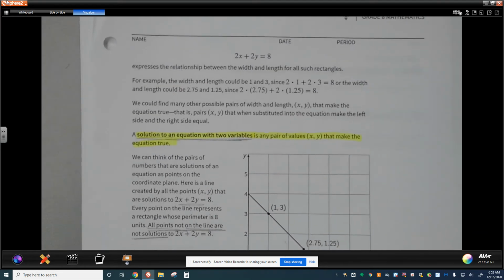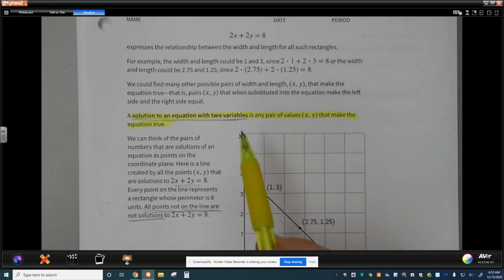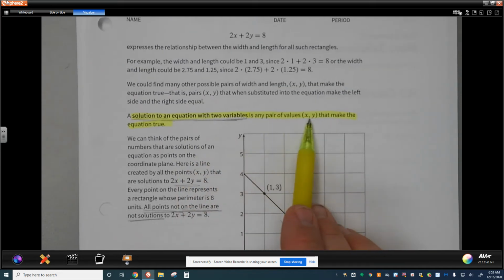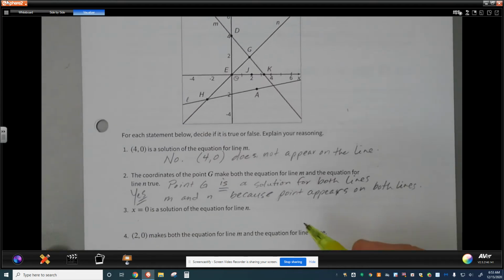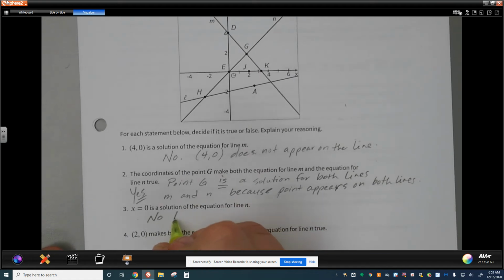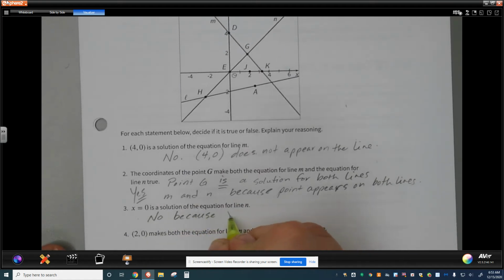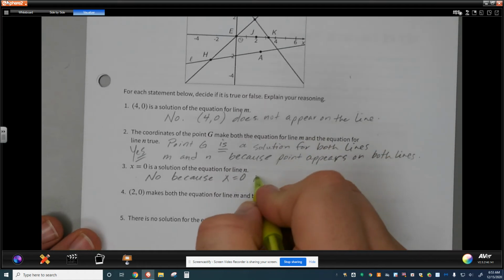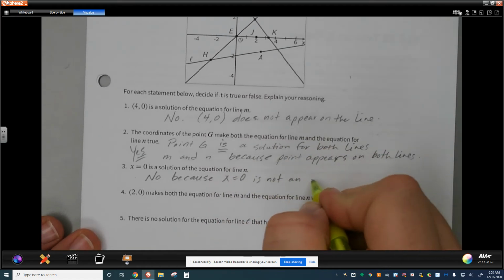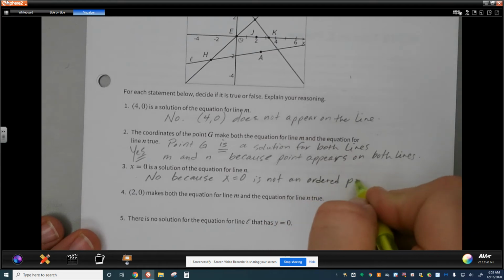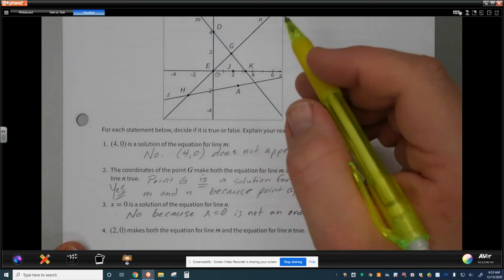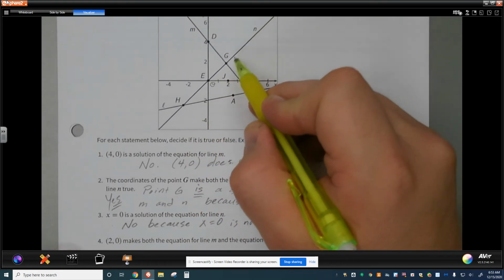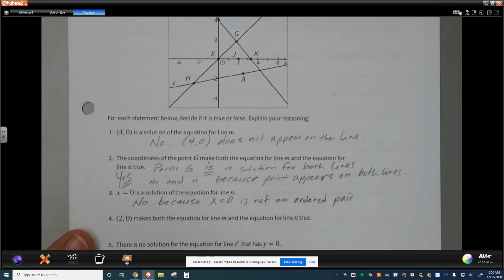Remember when we talked about solutions to equations, they have to be an ordered pair of values that make the equation true. And since we're saying just x equals 0, this is not an ordered pair. So the answer is no, because x equals 0 is not an ordered pair. That means we don't have an x and a y value to satisfy the equation for line N, which follows along here. If we had the ordered pair 0, 0, that would be a different story, but we don't.